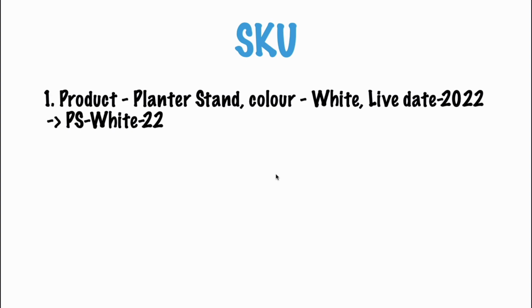Next is Stock Keeping Unit, which is SKU. It is completely created by sellers like me or like you to identify products in the backend. It's completely your choice how you want it to be. Example, I have a product called Planter Stand. The color is white and I have made the product live in 2022. So I will provide the SKU PS White 22. So it will be easy for me to identify the product if I have different kinds of planter stands.